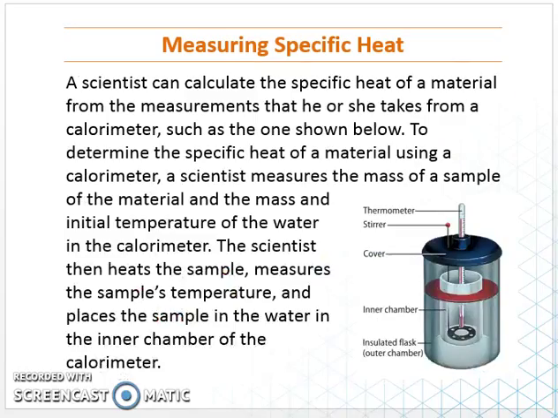A scientist can calculate the specific heat of a material from the measurements that he or she takes from a calorimeter, such as the one shown below. To determine the specific heat of a material using a calorimeter, a scientist measures the mass of a sample of the material and the mass and initial temperature of the water in the calorimeter. The scientist then heats the sample, measures the sample's temperature, and places the sample in the water in the inner chamber of this device.